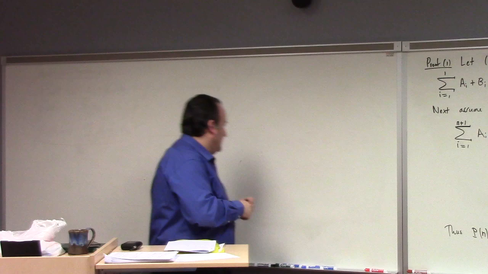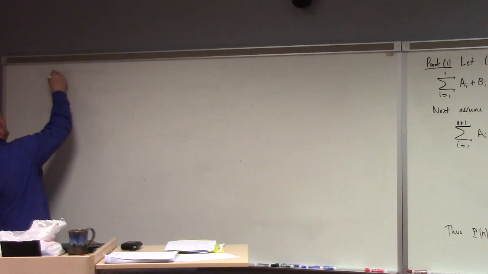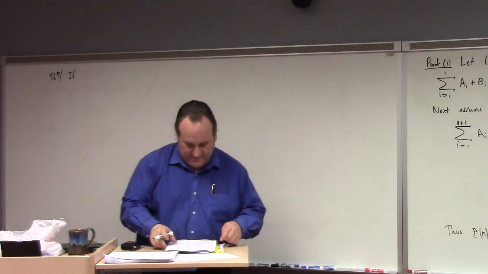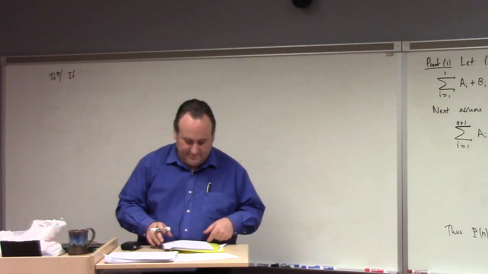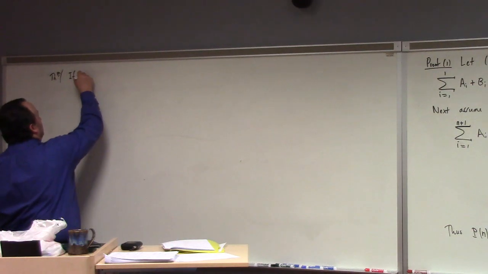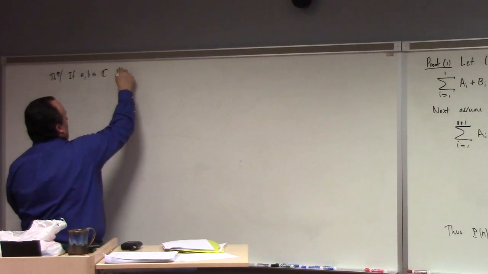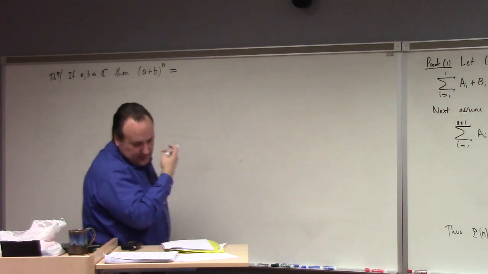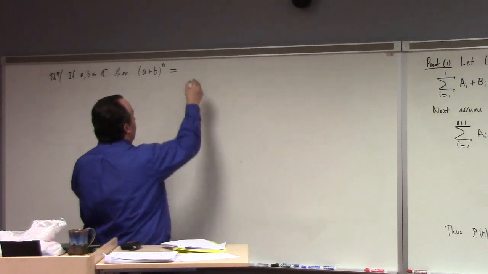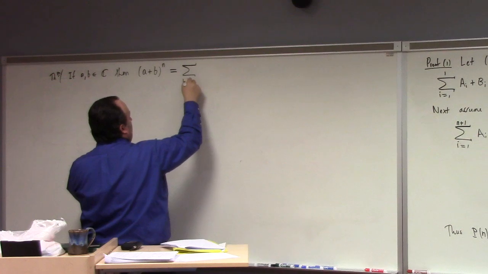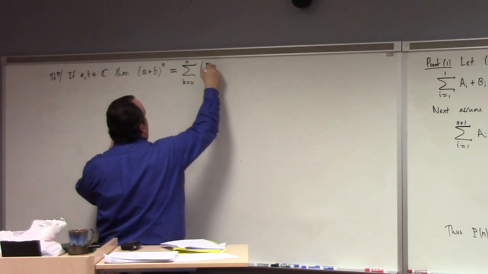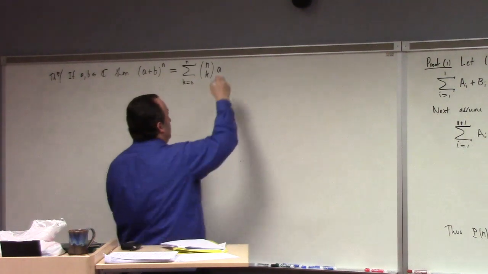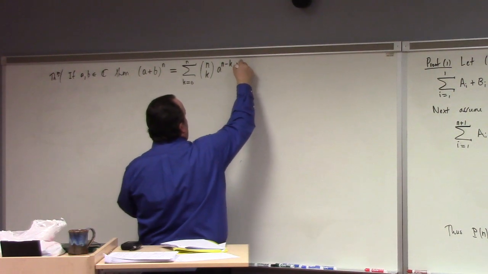All right, so the next up here, the next theorem: if a and b are complex numbers, then (a plus b) to the n power is equal to the sum from k equals 0 to n of n choose k, a to the power n minus k, b to the power k.